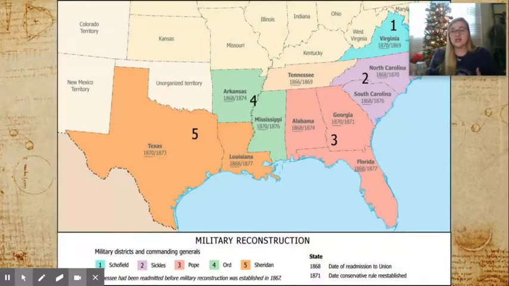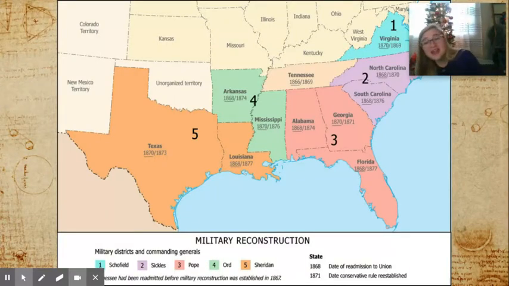So here are the military districts. There's a Union general and Union soldiers ruling over these places. Tennessee had already been readmitted to the Union, and so it was not under military Reconstruction, but all these other places had yet to be readmitted. The date on the left is the date that they are admitted to the Union, and most of these are admitted under military Reconstruction.